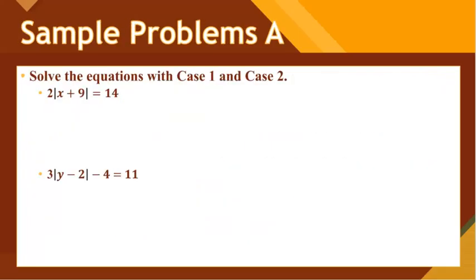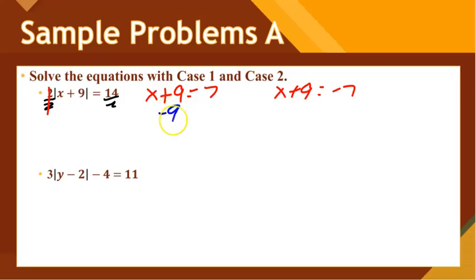So here's an example. Here we're going to solve the equation with case 1 and case 2. I need to isolate the absolute value, so I'm going to divide by 2 first. And so now I have the absolute value by itself. I'm going to have x plus 9 equals 7. And the other one's going to be x plus 9 equals a negative 7. Now I can solve for x.